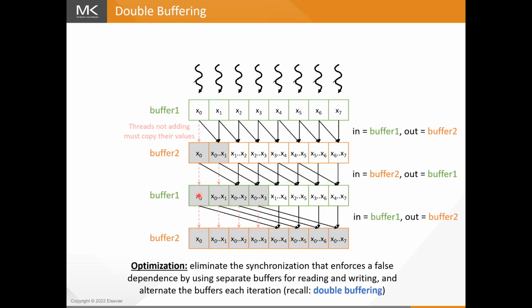Isn't this true only for the first element? Because, for example, in buffer 2 in the first step, it's x0 to x1. Why does it have to copy to buffer 1? It's already being copied. Yes, you're absolutely right. We can do the copy here and then not do it later. Over here, we can do this copy here and not do it later. And you can do that.